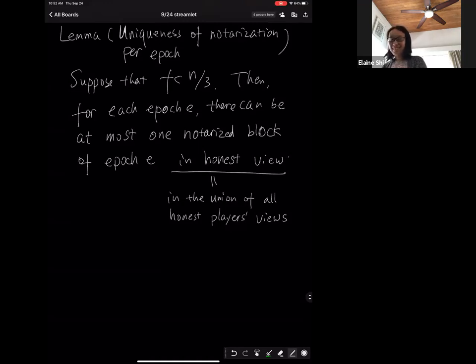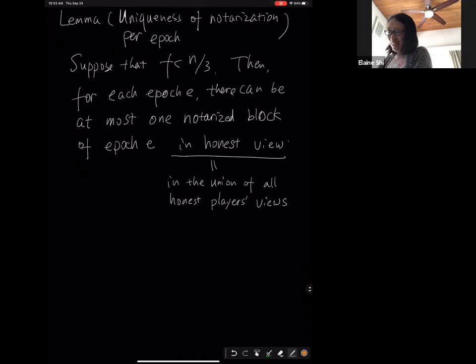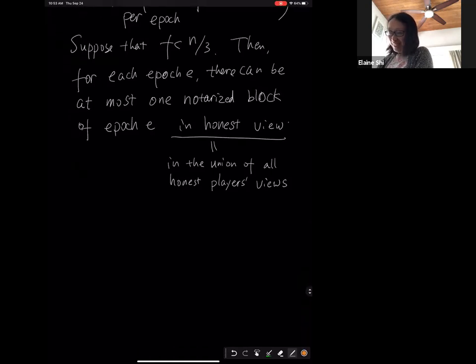It's basically saying that if we have 2 blocks notarized in the same round, then we would have 4n over 3 votes, and we only have fewer than n over 3 malicious players. Then it will be impossible. Okay, great. So Jinxi has told us the proof.